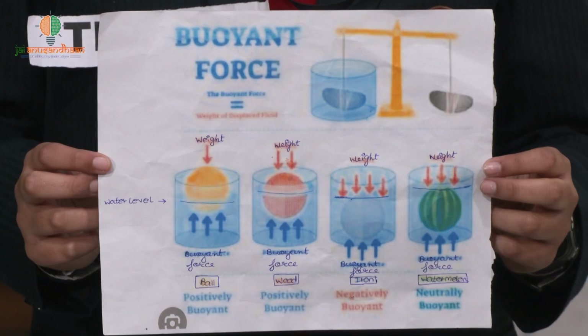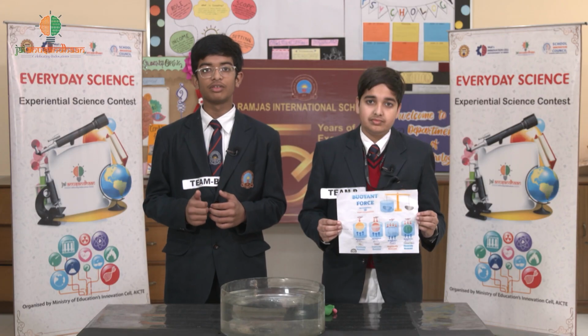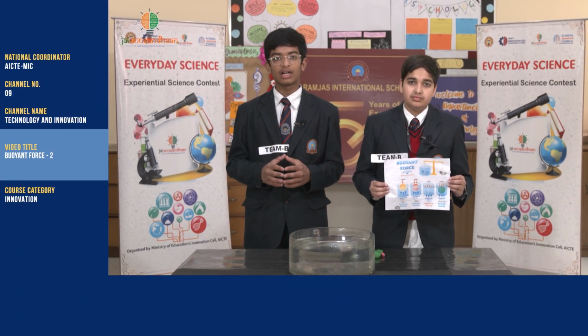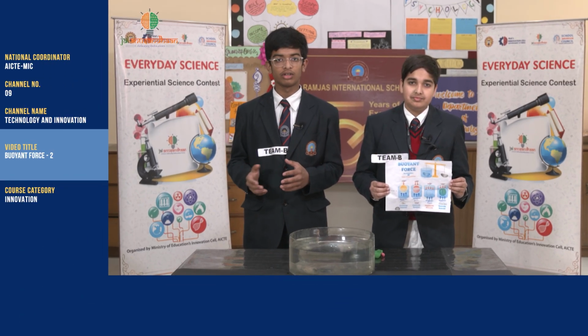First, we have negative buoyancy. In this, the density of the object is more than the density of the fluid, causing it to sink in it. Essentially, the weight of the object is more than the upward buoyant force acting on it. Example, a rock in water.